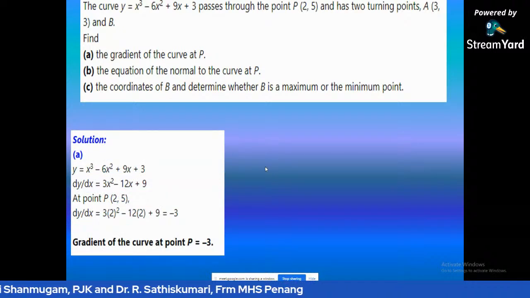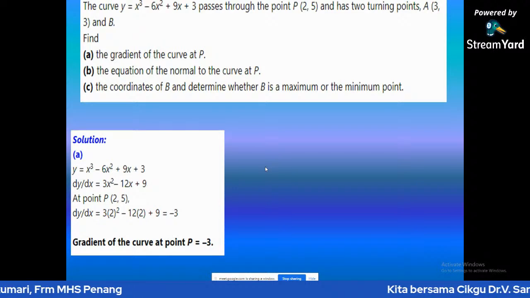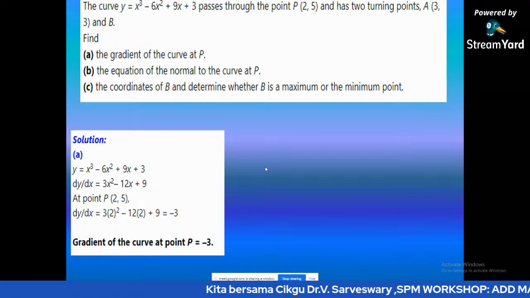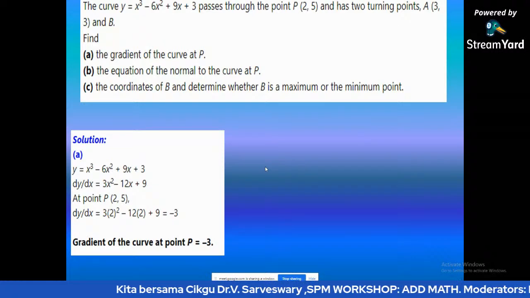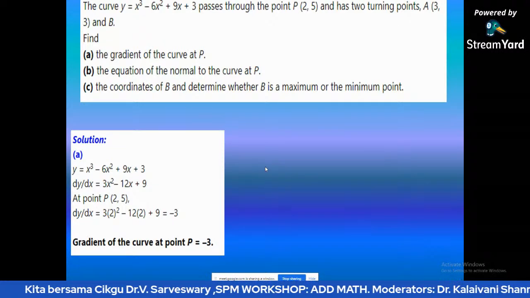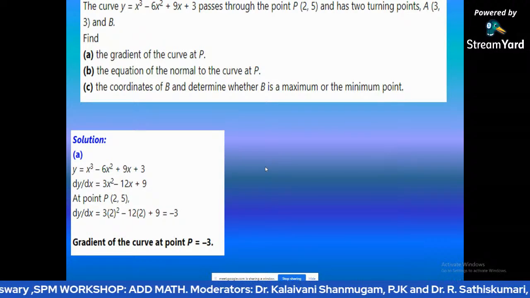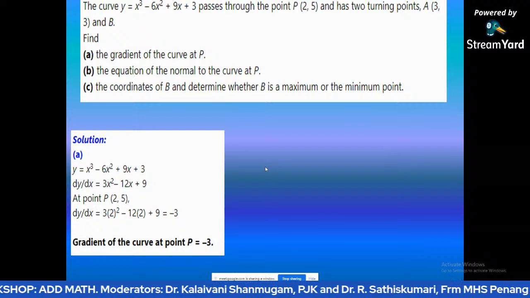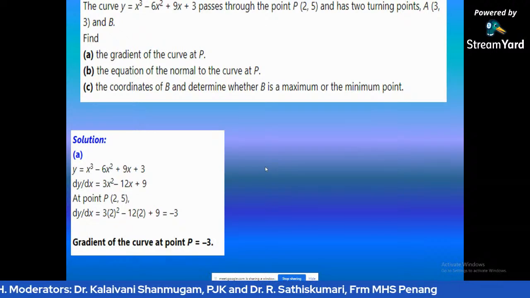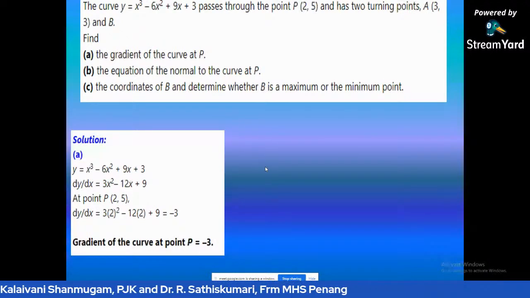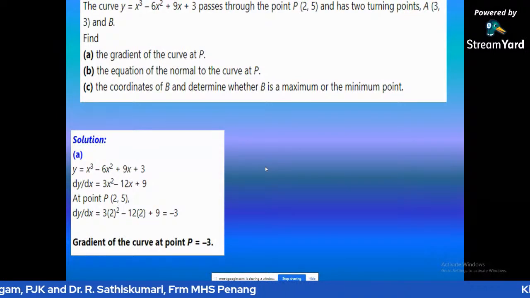So you differentiate the y value. dy dx equals, bring 3 to the 3 down. Now it's too late to explain how to differentiate. Suppose you are an expert now. So 3x square minus 12x plus 9 is your dy dx. So at point P 2, 5, substitute the value of x equals 2, so you get dy dx equals negative 3. You can leave your answer like that, or you can elaborate: gradient of the curve at point P equals negative 3.